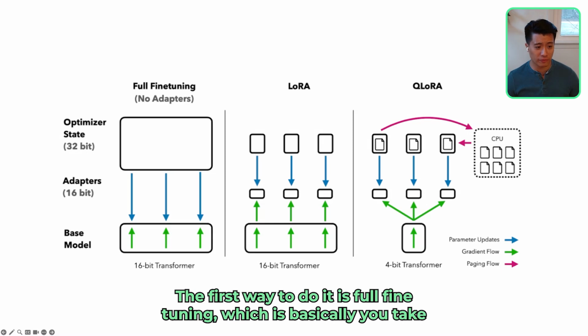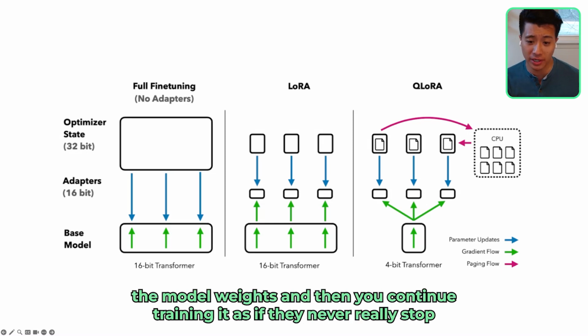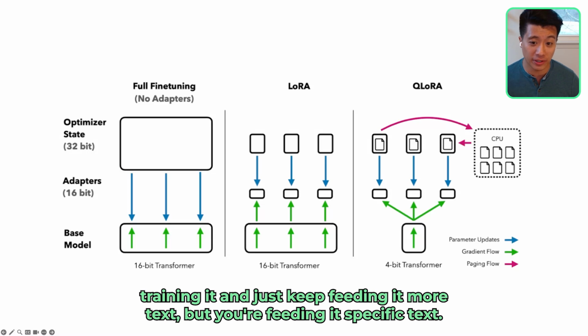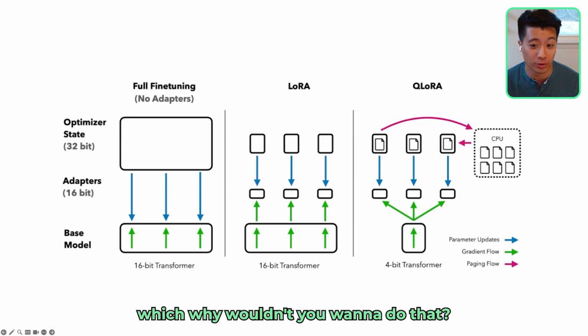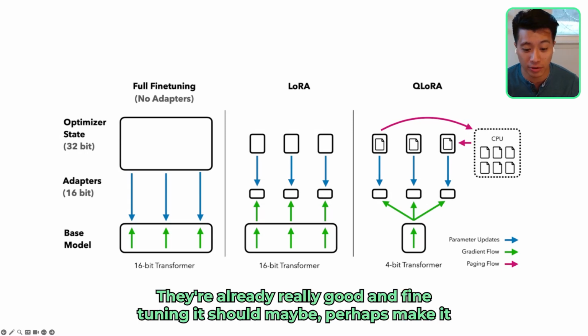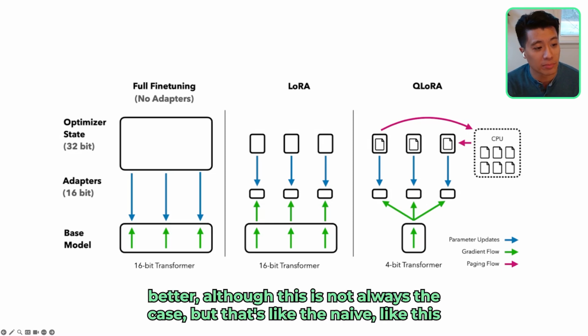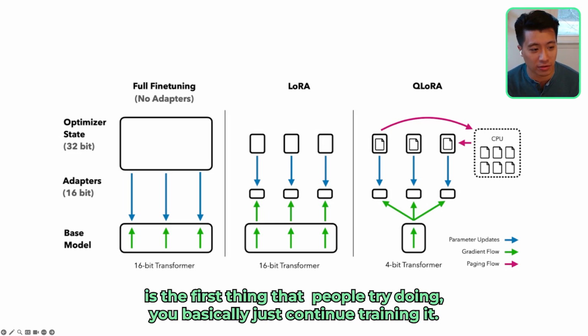The first way to do it is full fine tuning, which is basically you take the model weights and then you continue training it as if they never really stopped training and just keep feeding it more text, but specific text. This is expensive, especially if you're trying to fine tune a very, very large model, which, why wouldn't you want to do that? They're already really, really good, and fine tuning it should perhaps make it better, although this is not always the case. That's the naive approach, the first thing that people tried doing. You basically just continue training it.